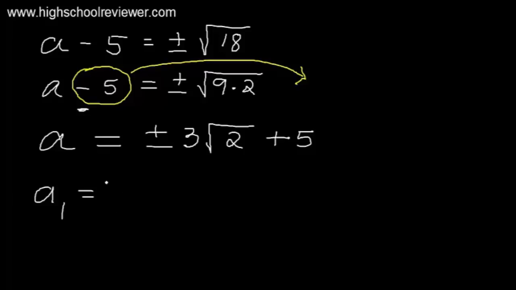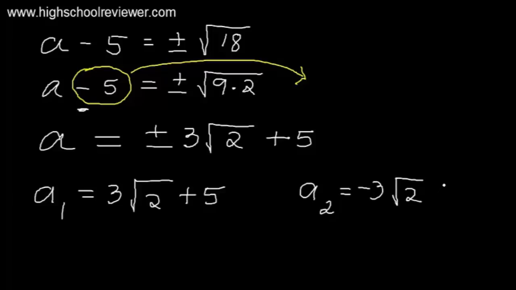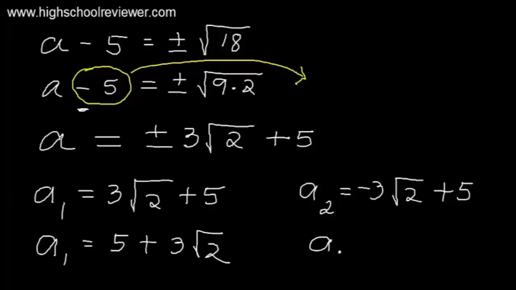So again, our a sub 1 will be 3 square root of 2 plus 5, and our a sub 2 will be negative 3 square root of 2 plus 5. So we can rearrange this. This will be 5 plus 3 square root of 2, and a sub 2 here will be 5 minus 3 square root of 2. So these are now our final answers. Solving quadratic equations by completing the squares.